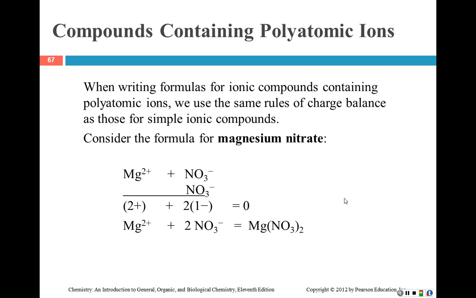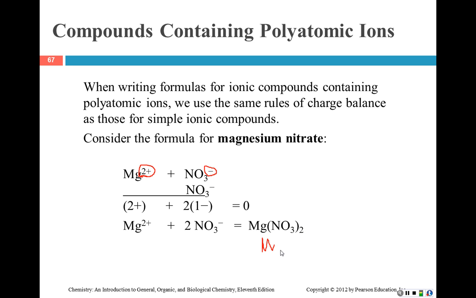So when we write formulas that have the polyatomics, we use the same rules that we were doing before in balancing. We just use the polyatomic part for that charge. So like if we're putting magnesium and nitrate together, magnesium has a +2 charge, nitrate has a -1 charge. So it's going to take 2 nitrates to neutralize the charge of the magnesium because it's a +2. And so what we do is we put the NO3 in parentheses to say there's 2 of those.